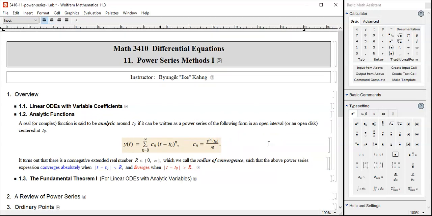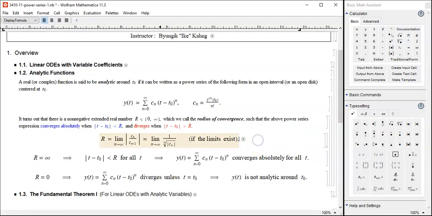It turns out there is a non-negative extended real number capital R, which we call the radius of convergence, such that this power series expression converges absolutely when the distance between t and t0 is less than capital R, and diverges when the distance is greater than the same capital R. That number is called the radius of convergence. How do you calculate it? Here are a couple of computation formulae.